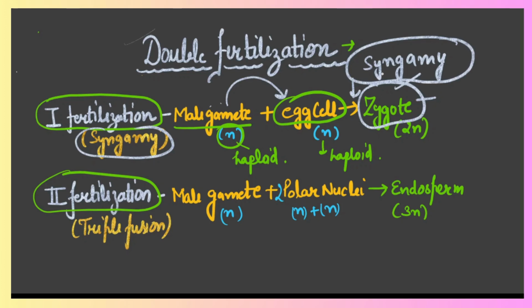Syngamy. Syn means fusion. Gamy means gametes. So fusion of the male gamete with the egg cell that will form the zygote. That process is called syngamy.